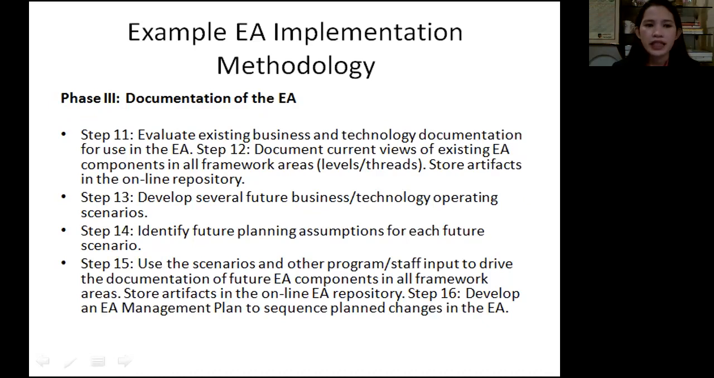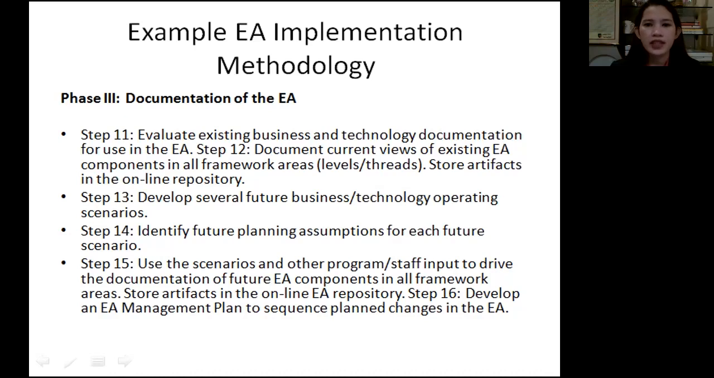Step 13, develop several future business technology operating scenarios. Step 14, identify future planning assumptions for each future scenario. Step 15, use the scenarios and other program or staff input to drive the documentation of future EA components in all framework areas. Store artifacts in the online EA repository. Step 16, develop an EA management plan to sequence planned changes in the EA.